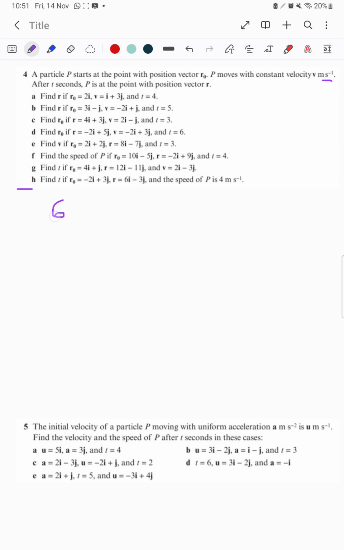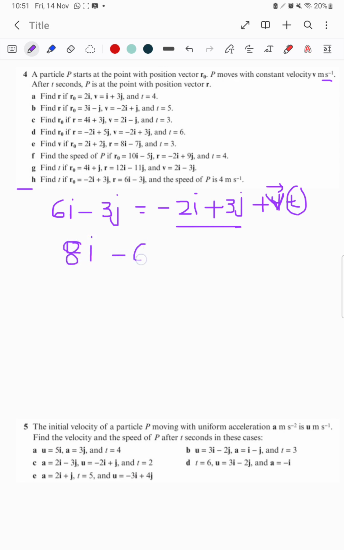Again, in question H, we need to find the value of t. So r, which is 6i minus 3j, is equal to r naught, which is negative 2i plus 3j, plus the speed, which is given as 4, times t. Now this is the speed. Let's say the velocity vector we write here as just v. Now we take this to the other side, so it will be 8i minus 6j over the velocity vector, and that is equal to t.